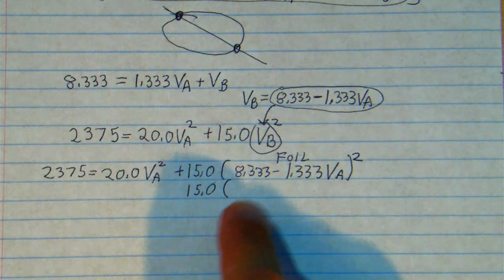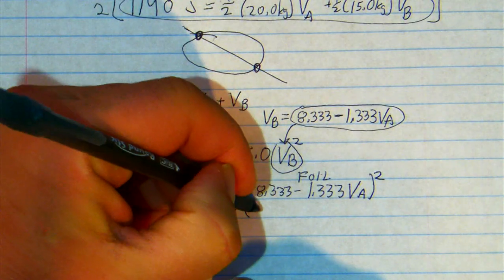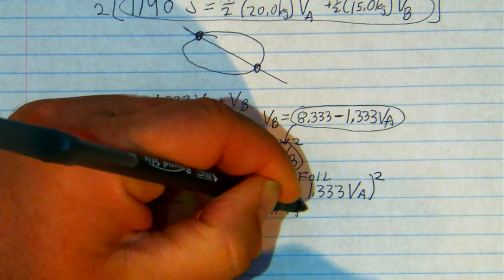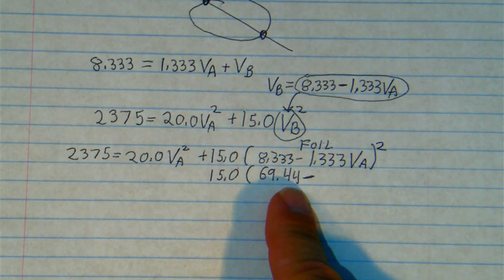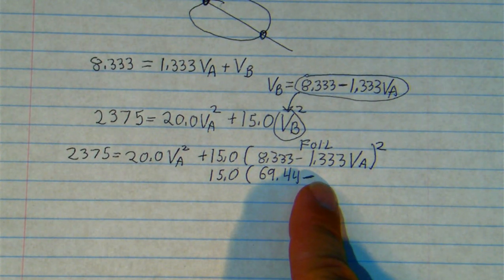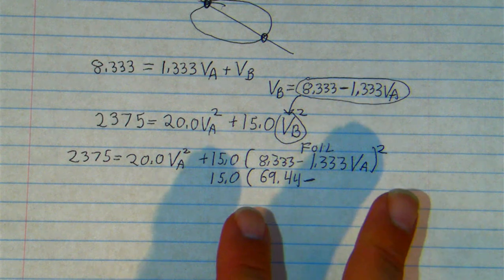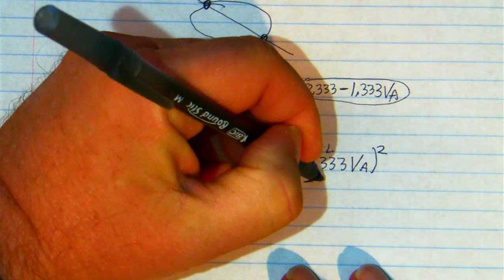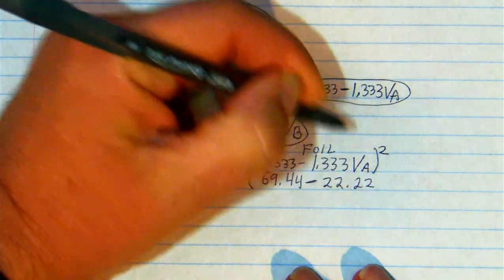So I'm going to take 8.333 and square it. I get 69.44 minus 8.333 times 1.333. That's 11.1, but I'm going to do that twice, once for the outer two, once for the inner two. So I'm just going to double that and say minus 22.22.